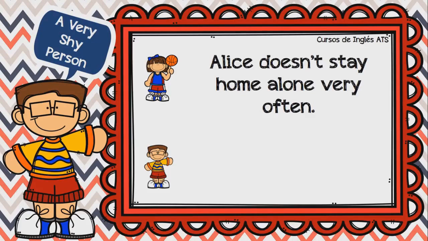So, now you have to use this sentence and use it to describe Sheldon. Ahora vas a usar esta oración para describir a Sheldon. But we're going to do the opposite. Vamos a hacer lo opuesto. Alice doesn't stay home alone very often. This is a negative sentence. Esta es una oración negativa. Now you have to make an affirmative sentence. Ahora tienes que hacer una oración afirmativa. Go ahead.